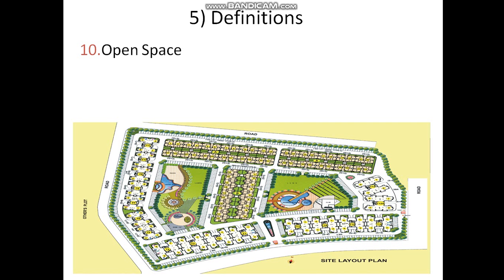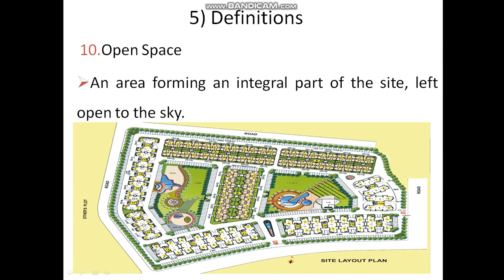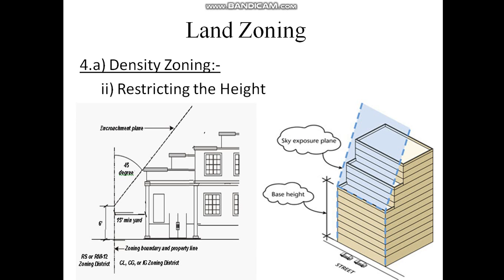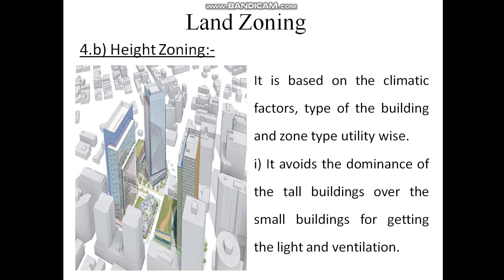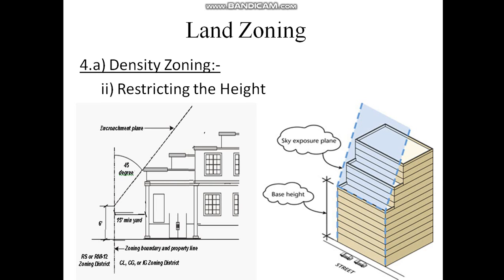So what is open space? Open space means it is an area forming an internal part of site left open to sky, that is called open space. Then next is land zoning. There are two types of land zoning, density zoning and height zoning. Density zoning is done by restricting the height of buildings, ultimately restricting the FSI in that area. Density zoning means controlling the density of population in that area. When we restrict the height of building in a particular area, ultimately population density in that area will get restricted.